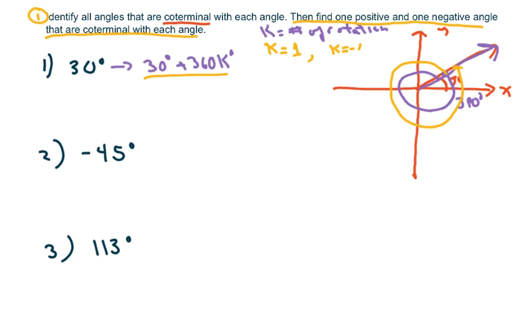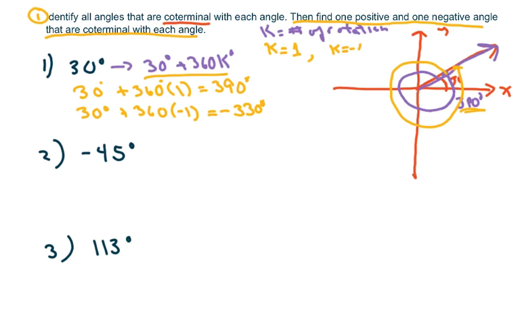So let's try this. 30 plus 360 times 1 equals 390 degrees. Remember, these are degrees. I kind of get lazy again. And we already kind of looked at that. And then we're going to do 30 degrees plus 360 times -1. And that's going to be negative 330 degrees. So in that case, you would go around negative 330 to get back.